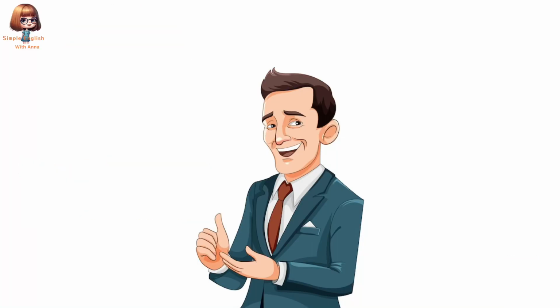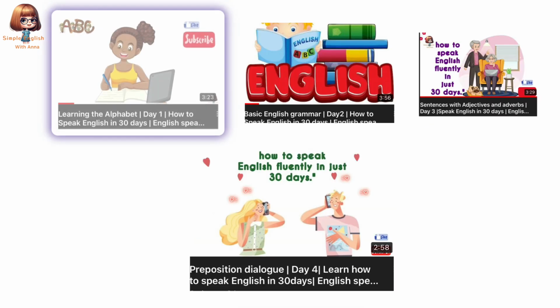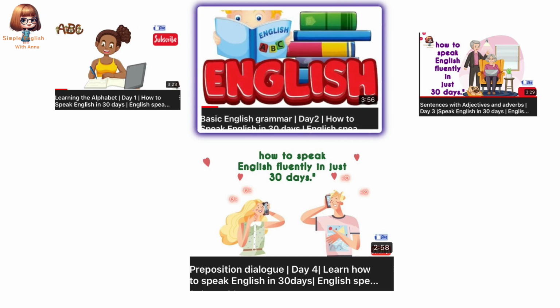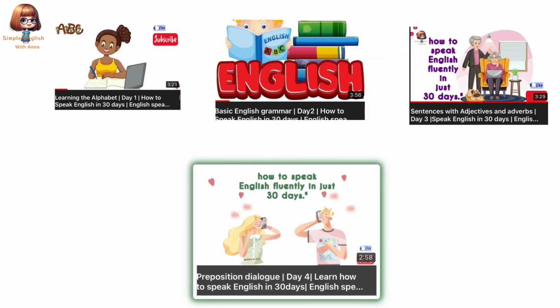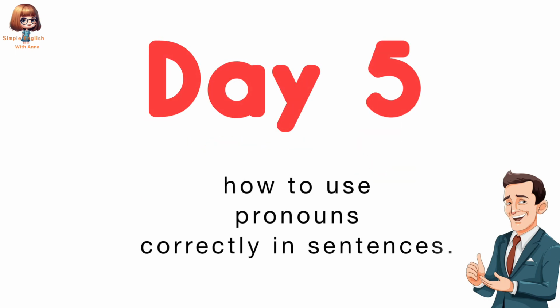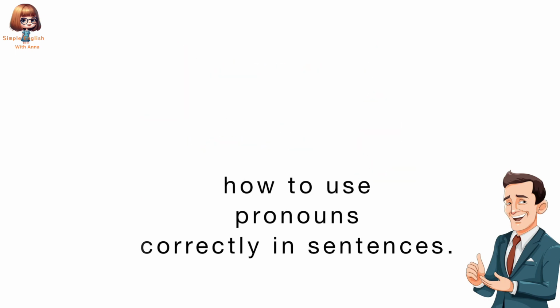In this series, I will teach you how to speak English fluently in just 30 days. In the previous videos, we learned the English alphabet, basic English grammar, adjectives and adverbs and prepositions. In this fifth video, we will learn how to use pronouns correctly in sentences.